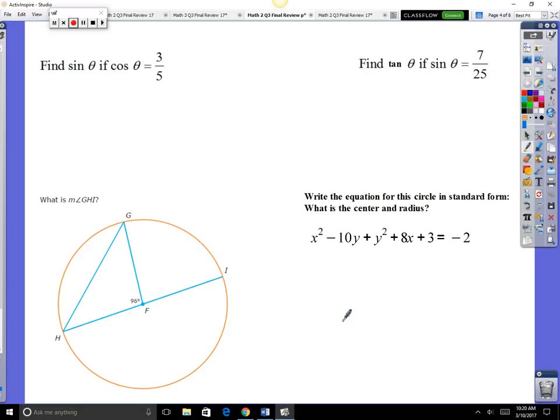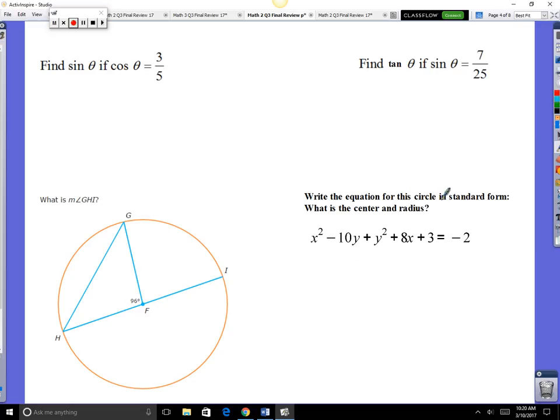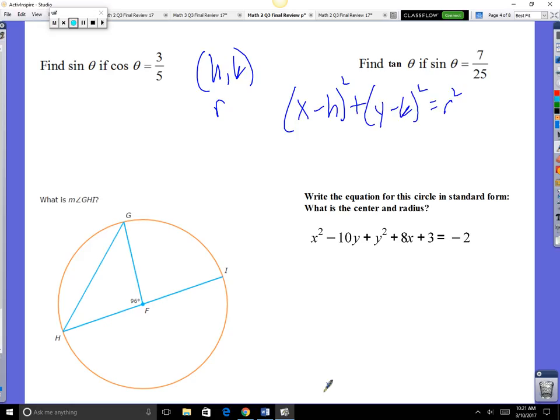Okay, now the next one, you've got to write an equation for a circle. For the equation of a circle, you need to know the center, the h and the k, and you need to know the r. If you know the center and the radius, then it is x minus h squared plus y minus k squared equals r squared. So they give you x squared minus 10y plus y squared plus 8x plus 3 equals negative 2. So you've got to rearrange the pieces a little bit.